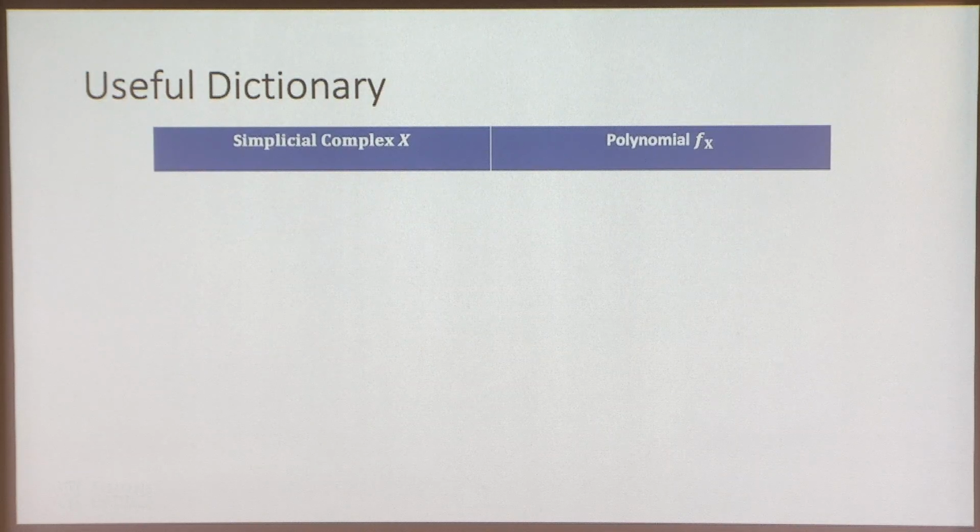So now we have this correspondence between simplicial complexes and polynomials. Let's build up a dictionary mapping concepts from simplicial complexes to concepts from polynomials. Okay. So for example, something not too difficult to see, the dimension of the complex is just equal to the degree of your polynomial. The purity of your complex corresponds to homogeneity of your polynomial.